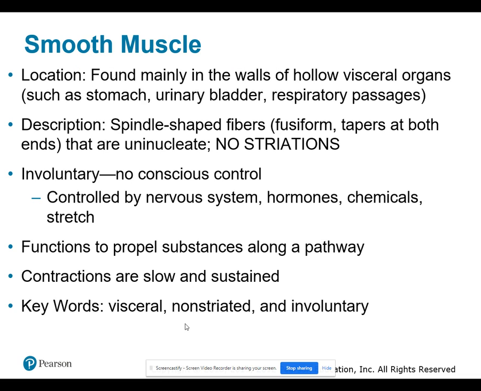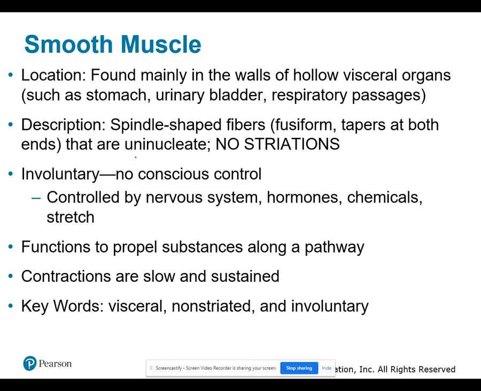The second type we're going to talk about is smooth muscle. These are located usually in hollow visceral organs. So these include things like the stomach, urinary bladder, your respiratory passageways like your lungs, and your airway. A description of them is spindle-shaped fibers. Sometimes you might hear the word fusiform. It means the same thing. And when I say it's spindle, another way you could describe that is saying that it tapers at both ends. And again, refer to that table and you can see a picture.